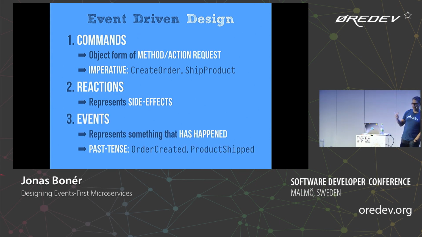And out of that reaction, we create an event representing the fact that we did something. Because events always represent something that has already happened, and therefore they're phrased in past tense. Things like order created. I have already created the order. That is a fact. Product shipped. I've already shipped the product. And things like that. Okay?